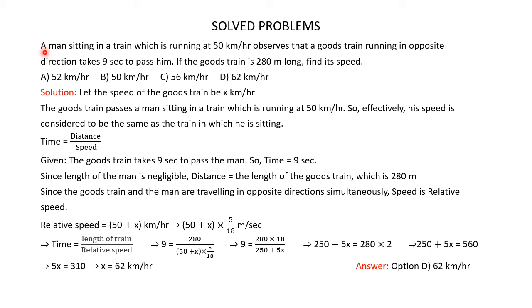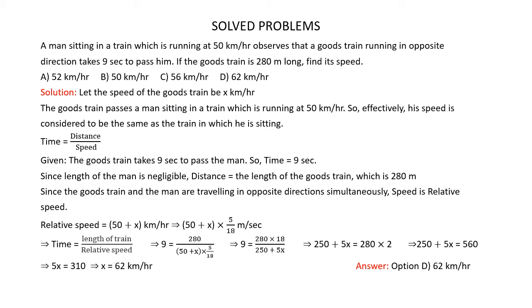A man sitting in a train which is running at 50 kilometers per hour observes that a goods train running in opposite direction takes 9 seconds to pass him. If the goods train is 280 meters long, find its speed. You are given four options here and you have to find out which of these options is the correct one. So here you are asked to find the speed of the goods train.